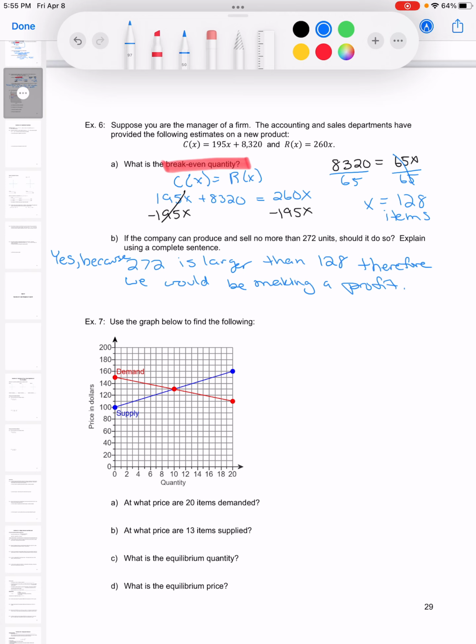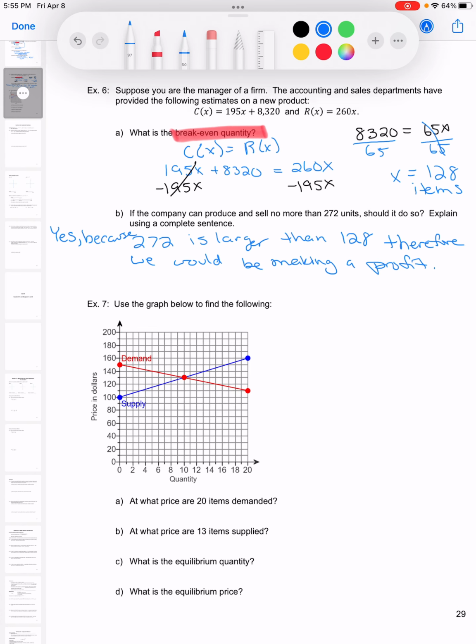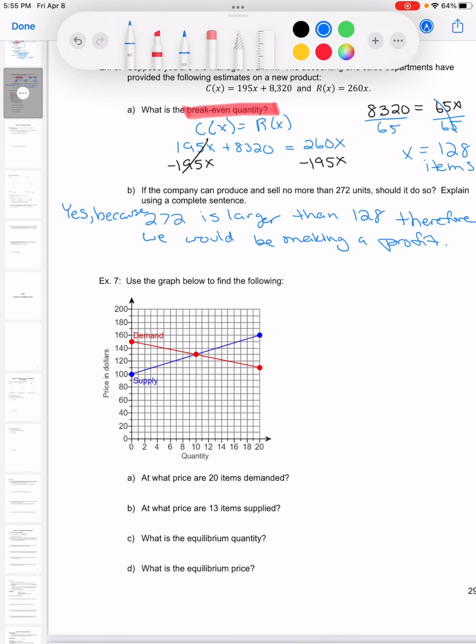All right, and last, we've got reading a graph. Again, something that we've done before, but now we're just going to look at it in this business context, so kind of a review. The red line is our demand, and the blue line is our supply. So at 20 items, we're going to right here. For demand, I'm going to go to the red line right there, and then coming over, that looks like it's halfway between 100 and 120. So that would be 110. That's halfway between.